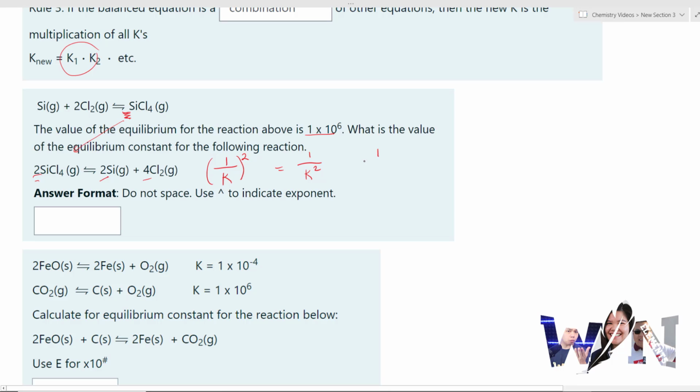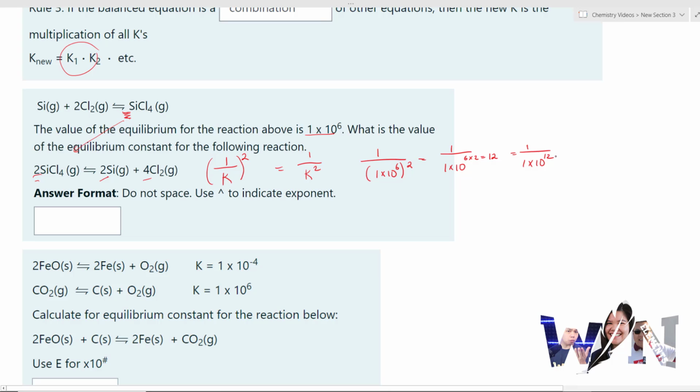Well, all we have to do is plug in the value. 1 times 10 to the 6th power, to the 2nd power. Ooh, that's easy. 1 times 10 to the, well, 6 times 2 is what? 6 times 2 is equal to 12. I'm going to show you all the work there so that you don't get confused. 1 times 10 to the 12.